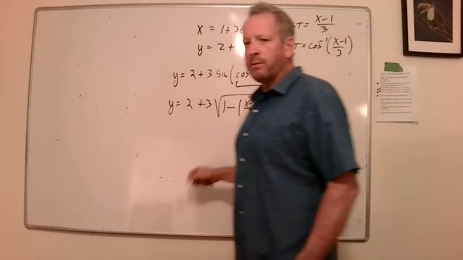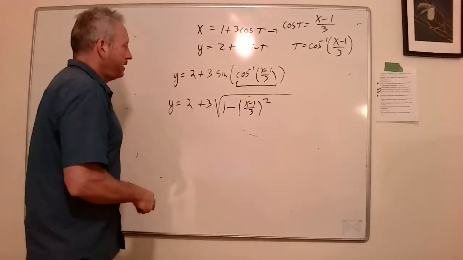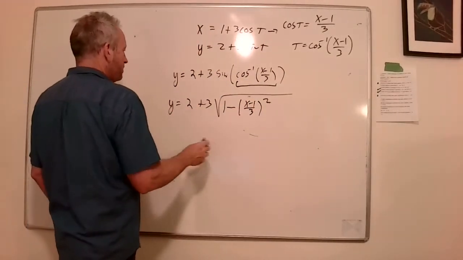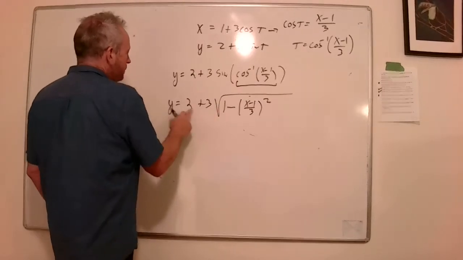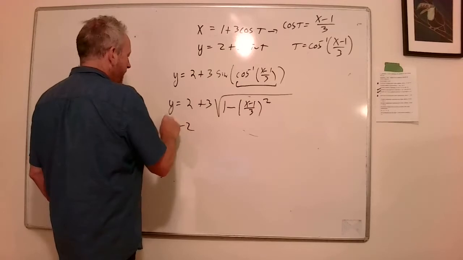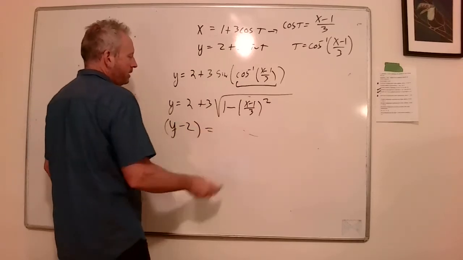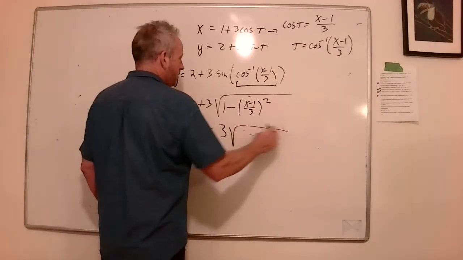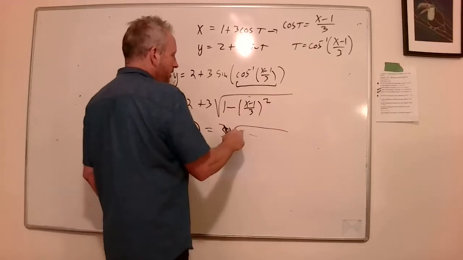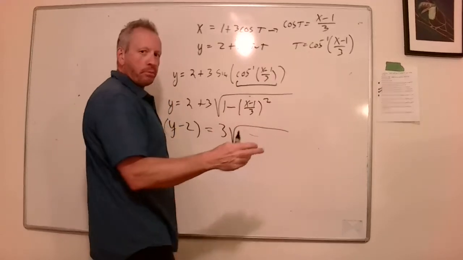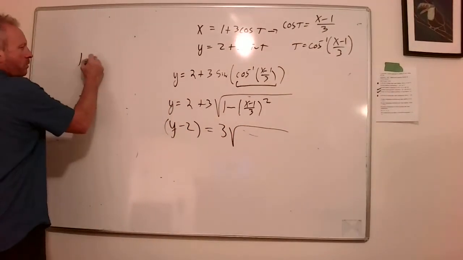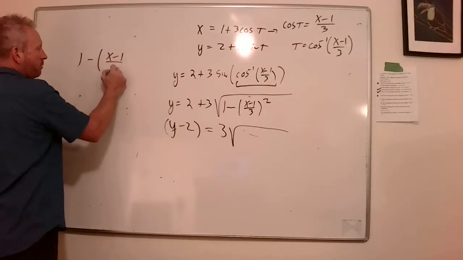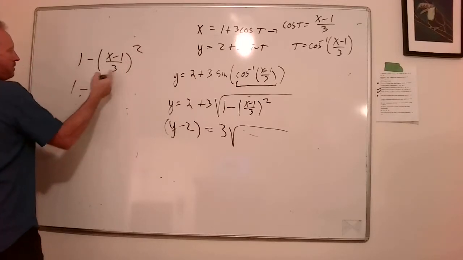Now our task is to simplify this. Now we're done with the trig, and let's see if we can simplify this somehow. Maybe it's not obvious exactly what we want to do at first. Let's subtract the 2 and just get that out of the way. Put it over there. And then 3 times the square root of this ungainly looking thing here. Maybe it is a little problem off to the side. What can we do with this 1 minus x minus 1 over 3 all squared? Well, let's go ahead and multiply this out.